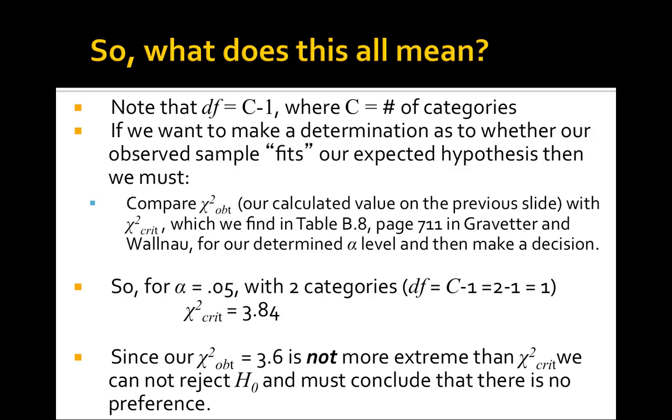We would probably consider with an experiment like this that our n is way too low to really get good data. But this gives us an example of how we walk through a chi-square goodness of fit test and make a decision based on our observed data as compared to our hypothesis.